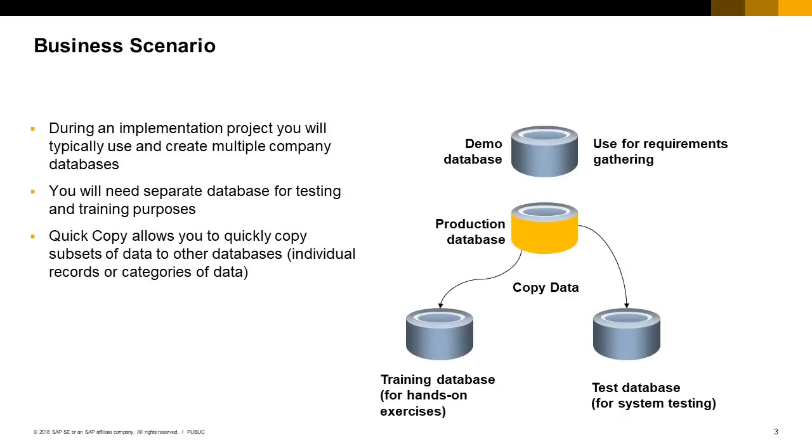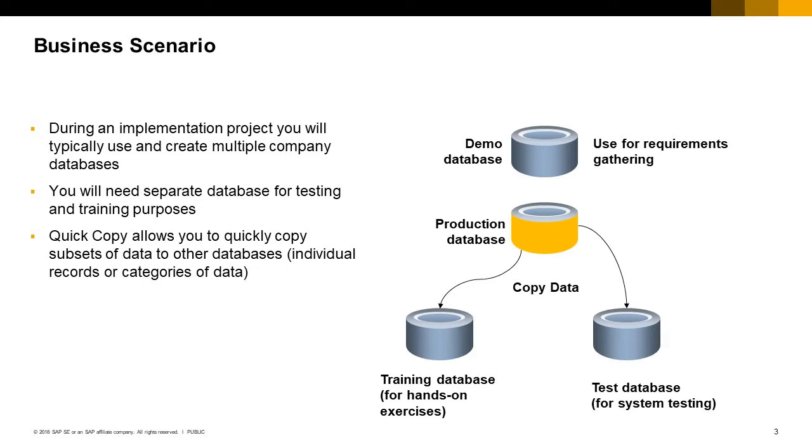Quick Copy is a very useful tool during an implementation project. During the implementation project, you will typically create multiple company databases. For example, a new production database that you will configure for the customer, a copy of the production database for testing, a copy of the production database for training. The Quick Copy tool enables you to quickly copy subsets of data from the production database to other databases.